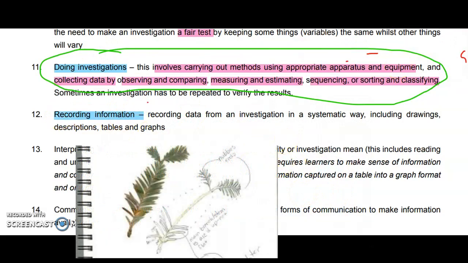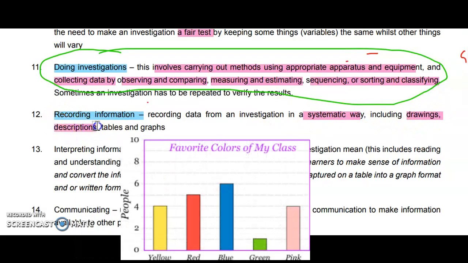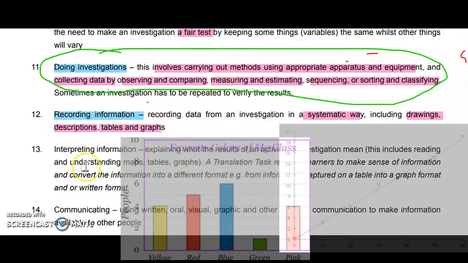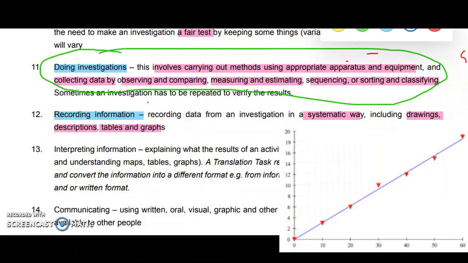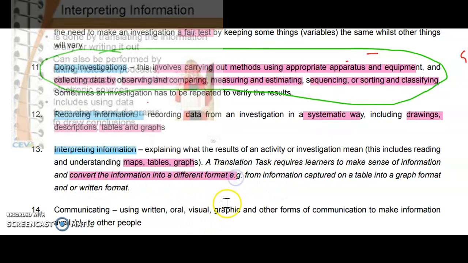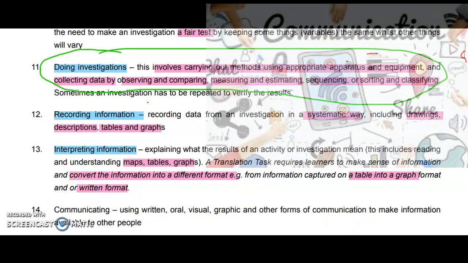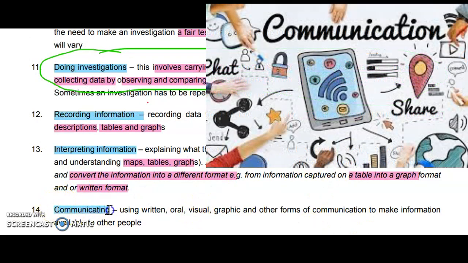Then you record your information from your investigation. You could record that information as a drawing or an observation in a table, as graphs, but you do it in a systematic way. And then when you have that data, then you interpret it. What does this data tell you? Does it answer your question? It could be in the form of maps. You need to be able to interpret this information. Maps, tables, graphs, translate from one form to the other, and then put that into writing, because at the end, you want to communicate what you found.